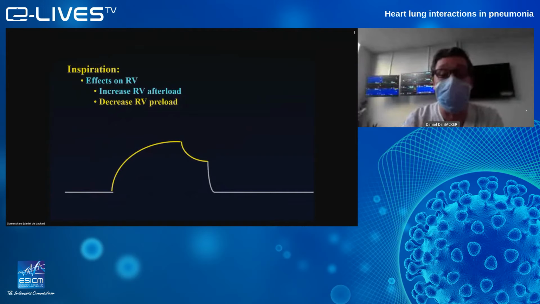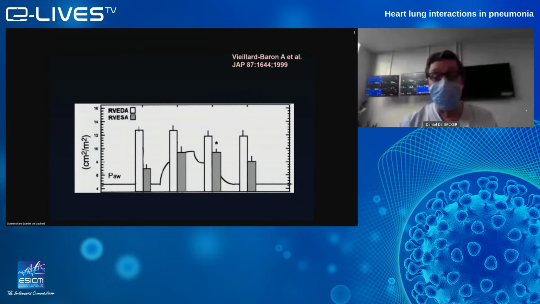The other part is the decrease in right ventricular preload, and of course, this is just due to the increase in intrathoracic pressure. Both of these effects will decrease the right ventricular stroke volume. This has been nicely illustrated by Antoine Vieillard-Baron and his team in a trial a few years ago, when they looked with a transesophageal echo at the dimensions of the right ventricle during inspiration and expiration. What they described is a decrease in the stroke volume here. The diastolic area, the systolic area, and of course the difference here is the stroke volume. You can see that there is a huge decrease in stroke volume during inspiration.